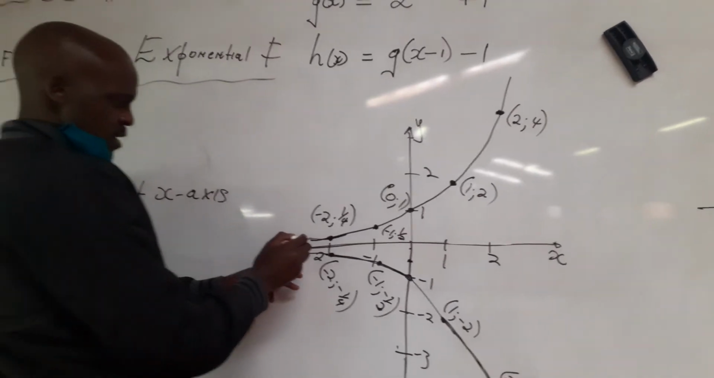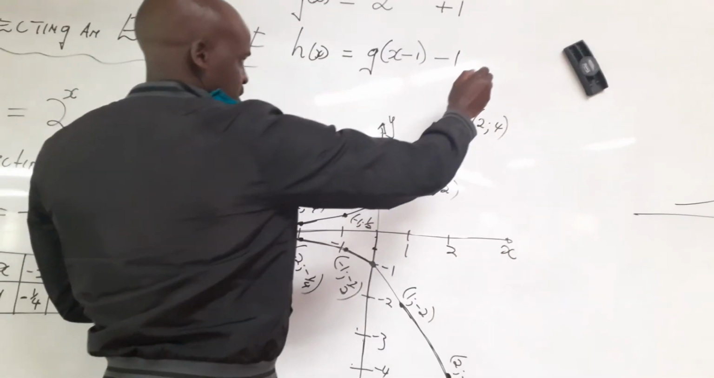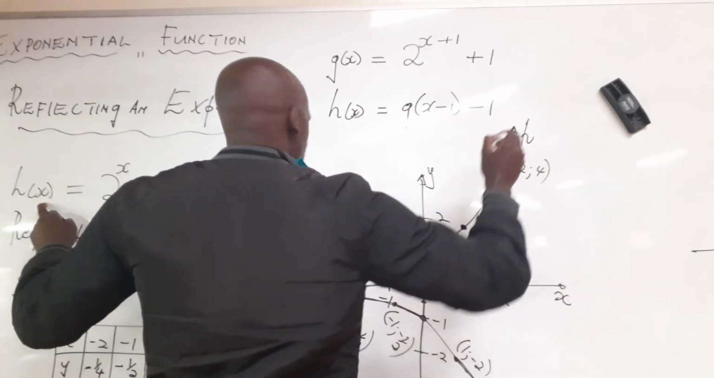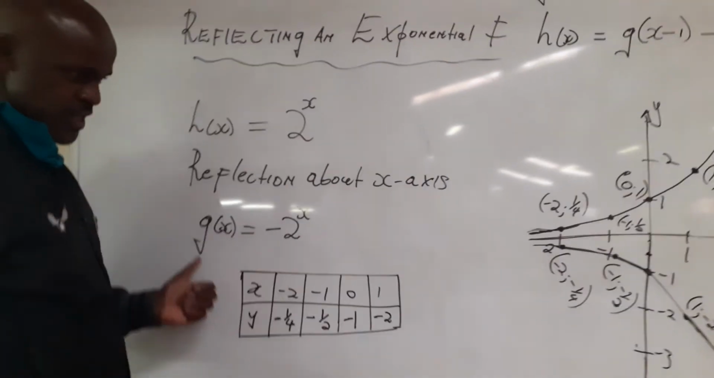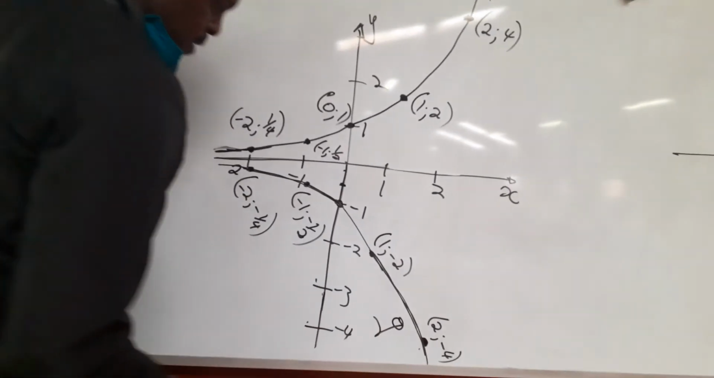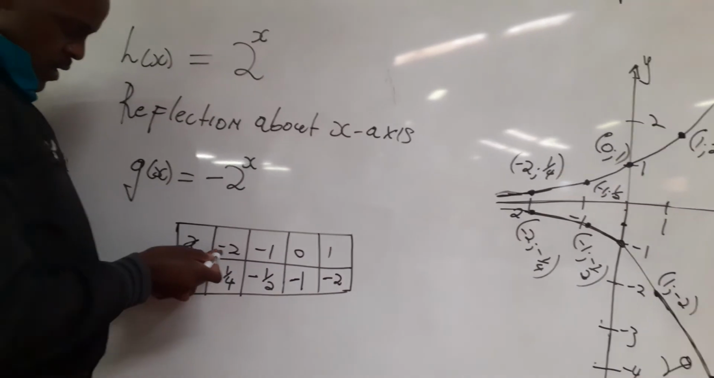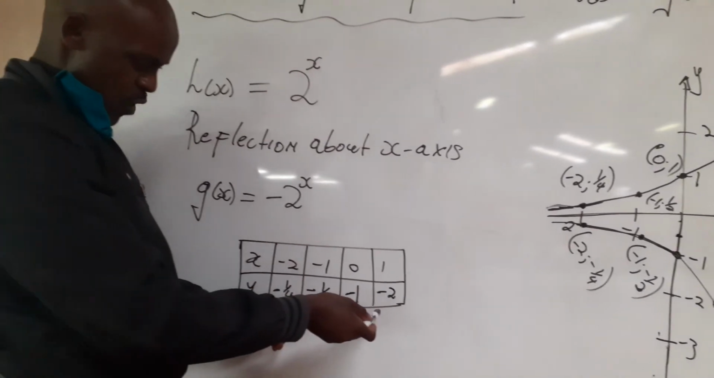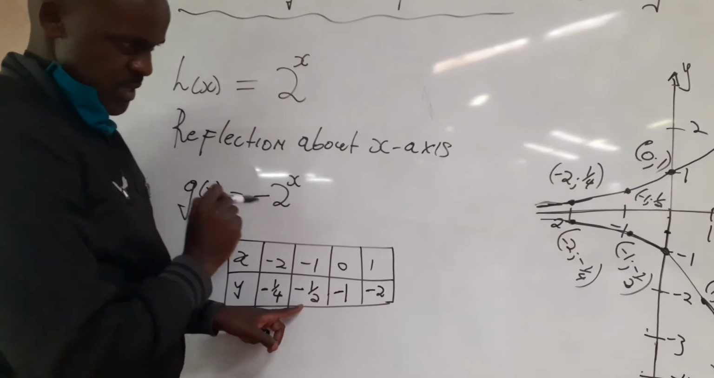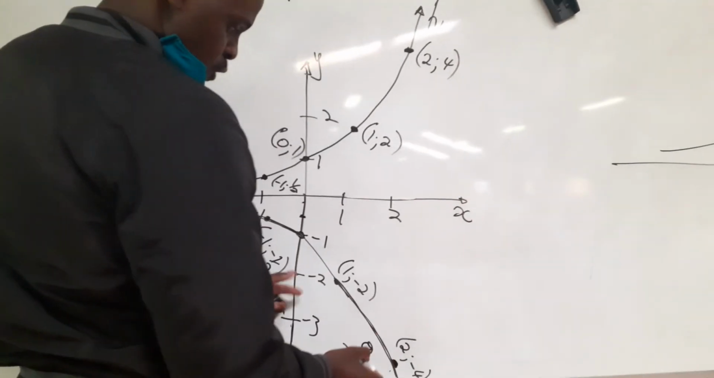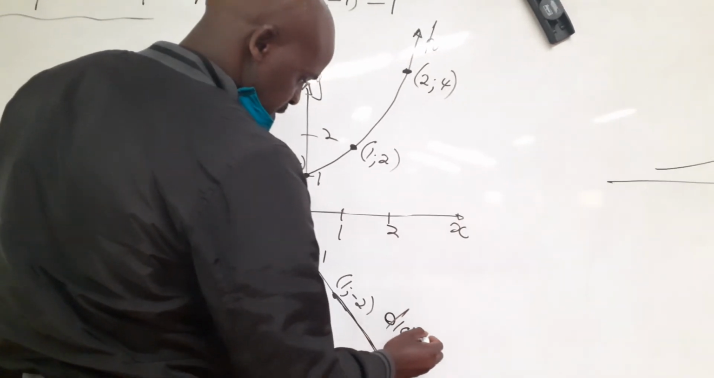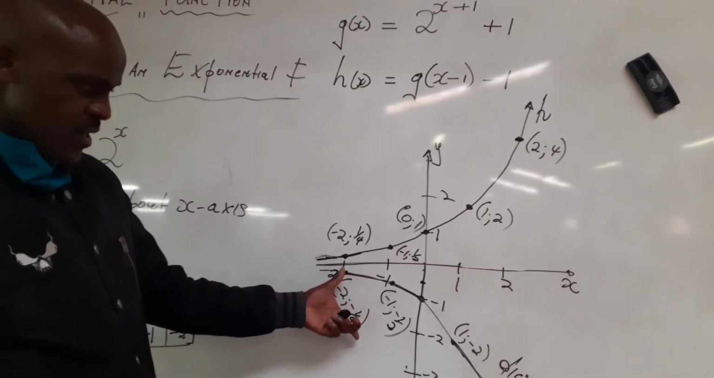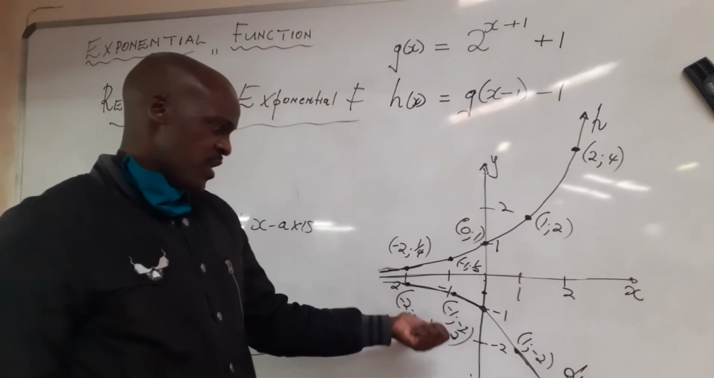Looking at our graph, the graph of h is an increasing function. After reflection, it forms the graph of g. Looking at the values of y on g, they are decreasing whereas x is increasing. Therefore, after reflection, this graph will be a decreasing function. Once you reflect about this line, it will be a decreasing function.